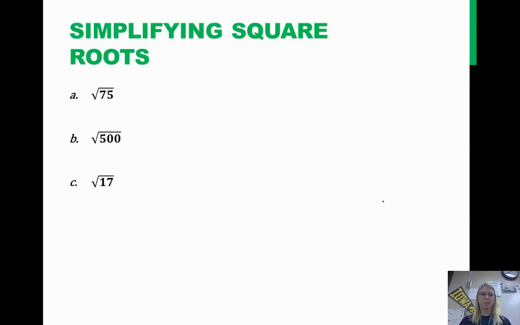Simplifying square roots. When we simplify a square root, we want to take out any perfect square that is in there. One of the ways that we do this is by putting the numbers into their prime factors. So I can take 75 and find that 5 goes into 75, 25 times. Nope, 15 times.